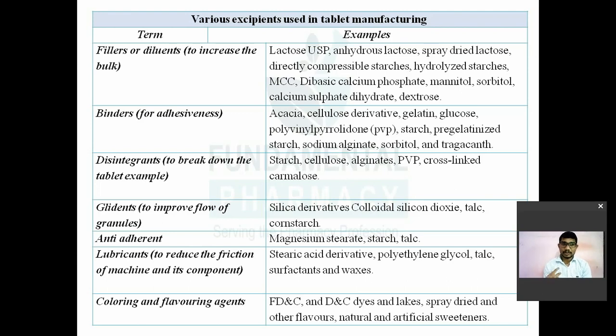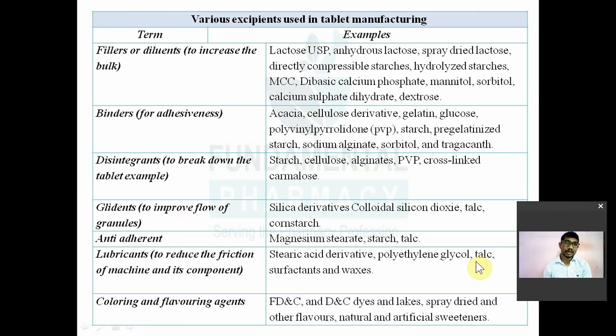Okay, for example, to increase the volume of that tablet, to increase the adhesiveness, to increase the adhesive forces, to increase the dissolution, to increase the disintegration, to break down the tablet. Okay, so for example, disintegrant. So various kinds of diluents are used. So what are they? They are very important. Okay, so in the tablet you use fillers or diluents, then binders, then disintegrant, glidant, anti-adherent, lubricants, coloring and flavoring agent. We will see one by one.